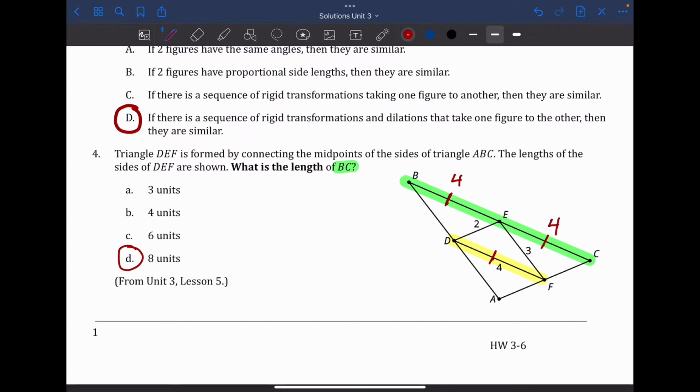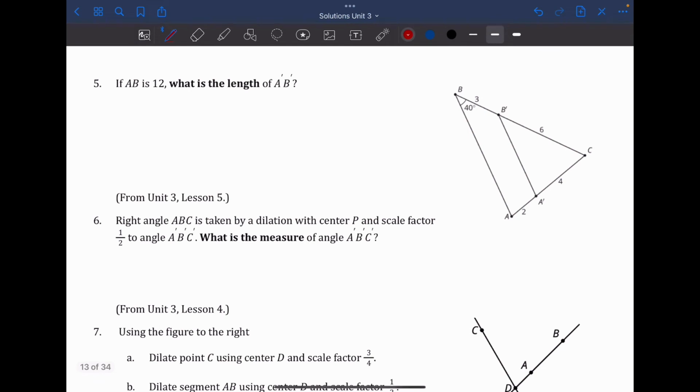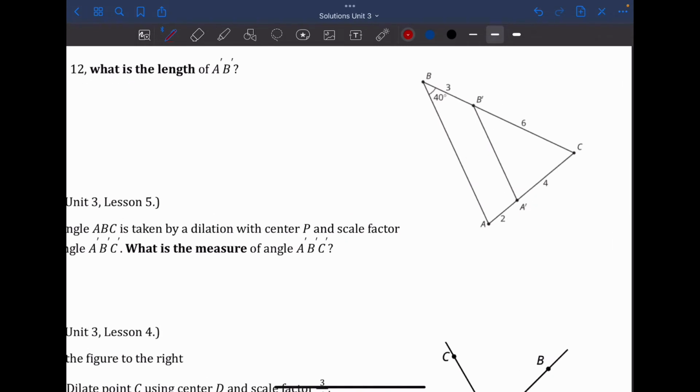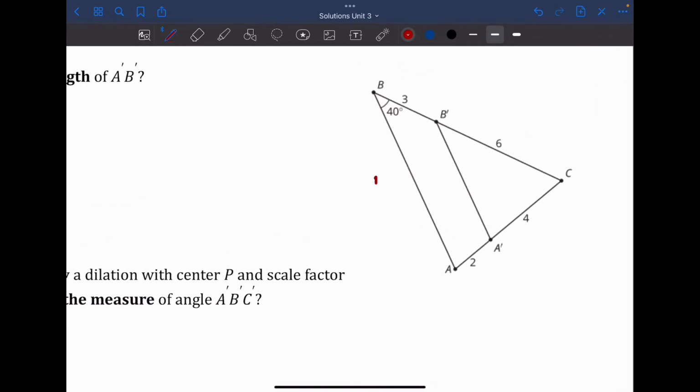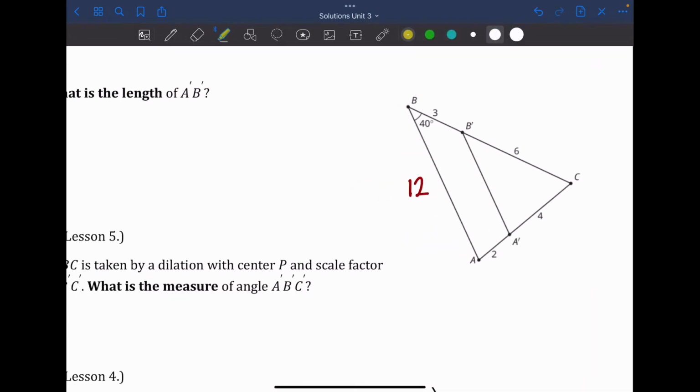Moving along, if we go to our next page, question 5 gives us another image, similar, that says, if AB is 12, what is the length of A prime B prime? So, AB is 12. They want to know what is the length of A prime B prime. Well, that is this one right here. So, we are going to use some proportions here, but because I don't know what this length is, I'm going to call this X for right now.